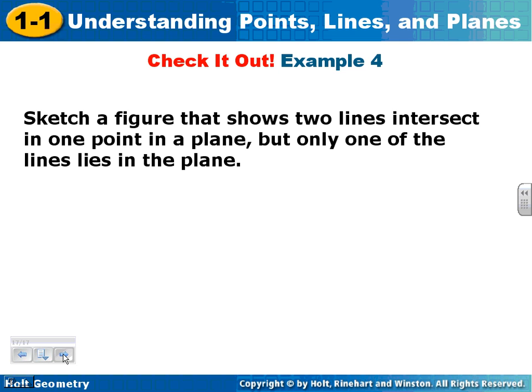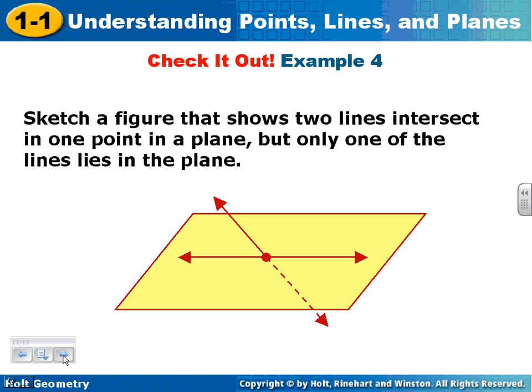Check it out, example 4. Sketch a figure that shows 2 lines intersect in 1 point in a plane, but only one of the lines lies in the plane. It'll look like this. And this dashed line part means that that line is poking through the plane. So this line that goes left and right is in the plane. It lies in the plane.